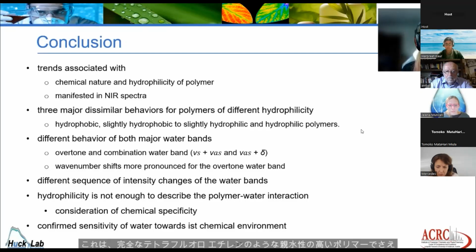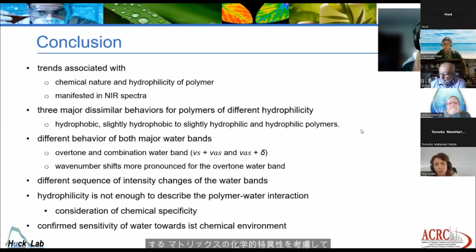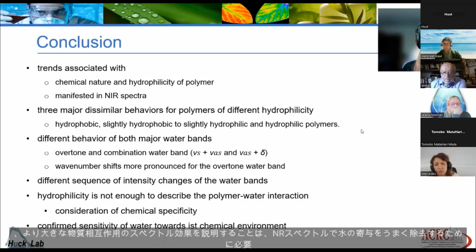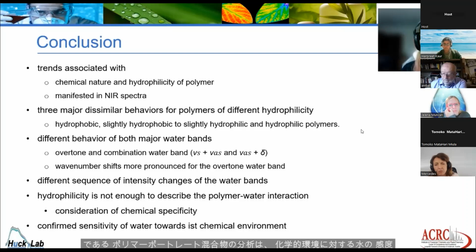Since even highly hydrophobic polymers like polytetrafluoroethylene interact with water, and these interactions manifest themselves in the water component of the NIR spectrum, hydrophilicity is therefore not exhaustive enough to describe the interaction of a polymer with water. Taking into account the chemical specificity of the matrix in describing the spectral effects of the water-substance interaction is necessary for successfully removing the water contributions in NIR spectra.